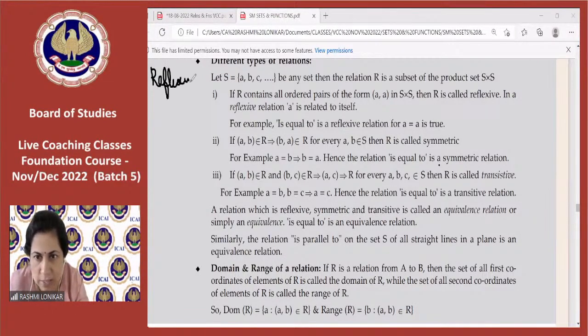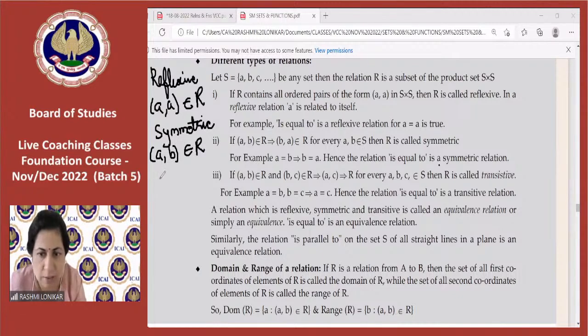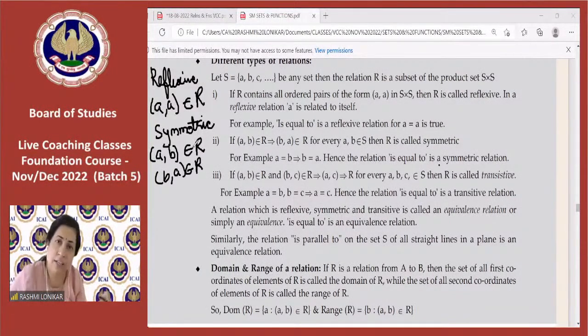When do we say it is reflexive? When (A, A) belongs to R. Okay. When do we say it is a symmetric function? When (A, B) belongs to R means that (B, A) also belongs to R, then we say that it is symmetric. What will be a transitive function?